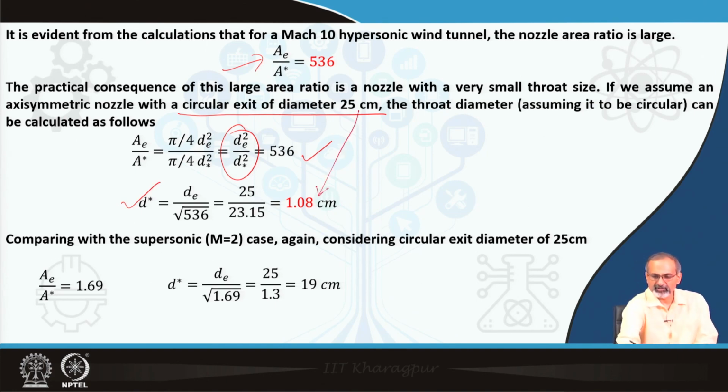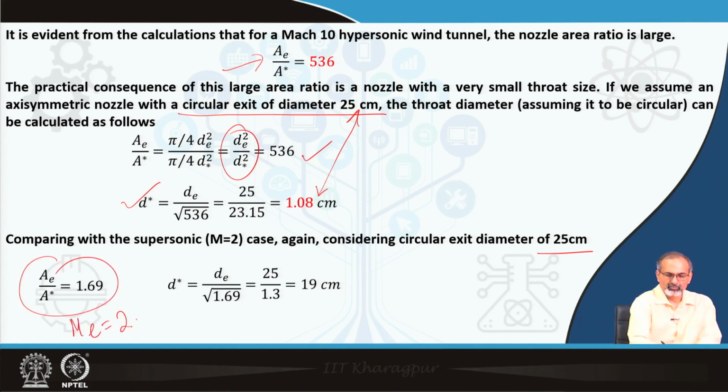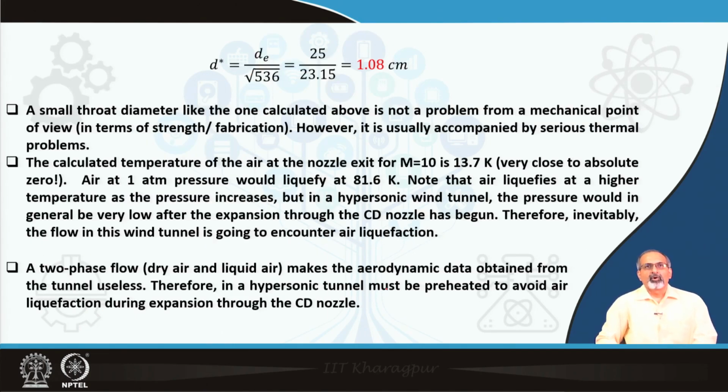So, it scales with the 25 at the exit, and it is a rather small throat that we are talking about. Comparing with the supersonic case, if the supersonic nozzle also had an exit dia of 25 centimeter, then with the supersonic case of ME equal to 2, the area ratio turning out to be 1.69 would give us a d star of 19 centimeter, which is much larger than the diameter that we are talking about over here.